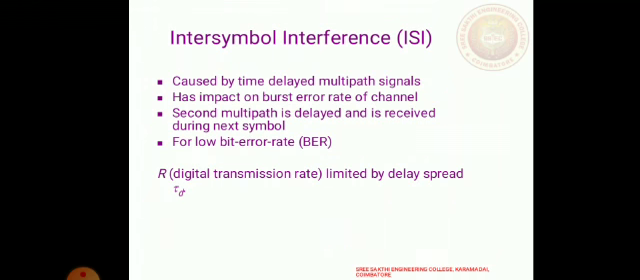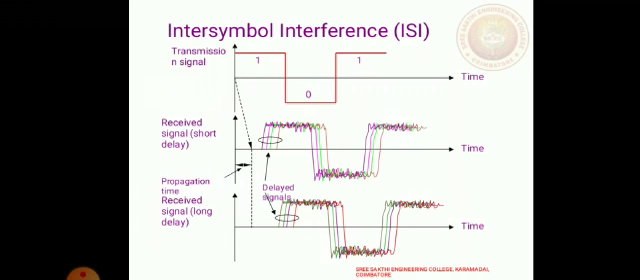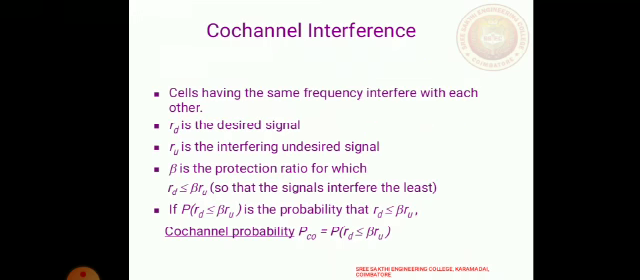And we have some other interferences that occur while the signal is traveling through the channel, that is intersymbol interference. This is caused by time delayed multipath signals and has an impact on the burst error rate of the signal. So it is mainly for the low bit error rate. And we have the changes in the signals. While you are seeing this graph, you could understand the received signal, the propagation time, and the signal received after a long delay. And we have another interference called co-channel interference.